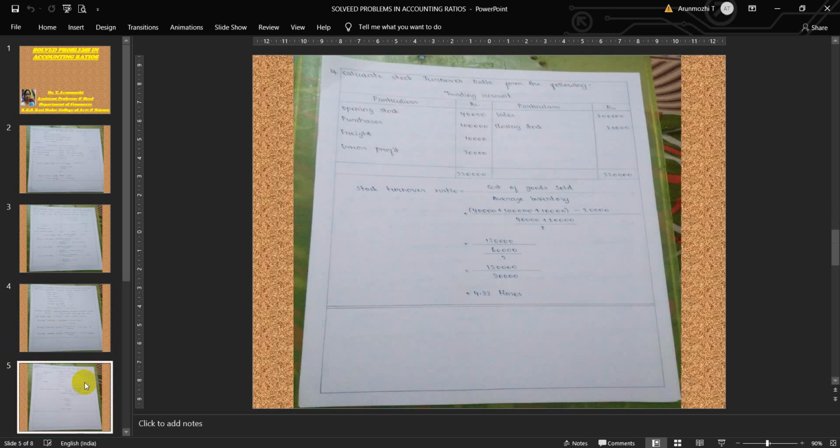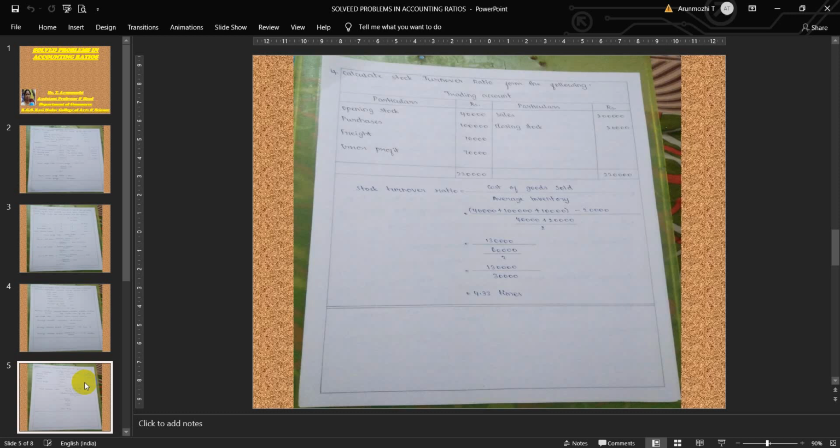Next, calculate the stock turnover ratio from the following. The question given is opening stock 40,000, purchases 1 lakh, freight 1,000, gross profit 70,000, sales 2 lakh, closing stock 20,000. Stock turnover ratio formula applies as cost of goods sold divided by average inventory.